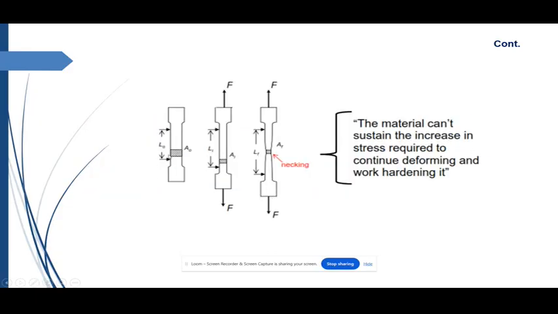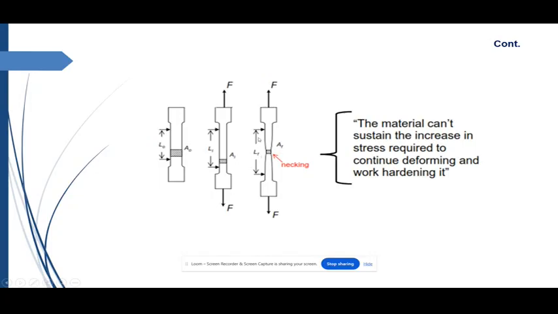Here is the tensile sample. This is the initial gauge length L0 and the initial area of cross section A0. As the deformation continues, Li increases and Ai decreases. Once necking starts, deformation is restricted to a narrow band.